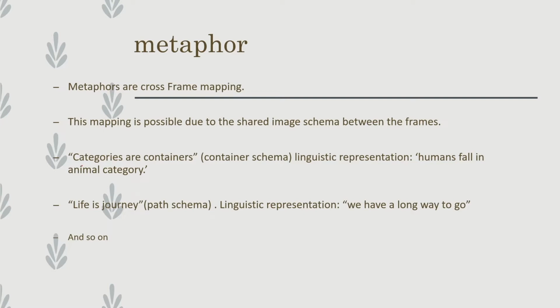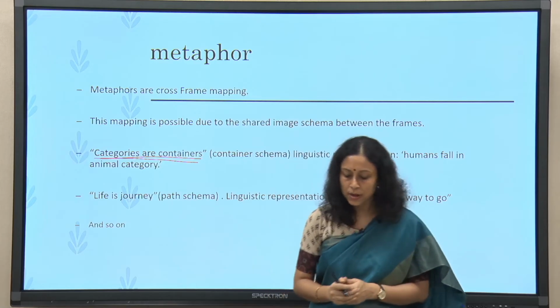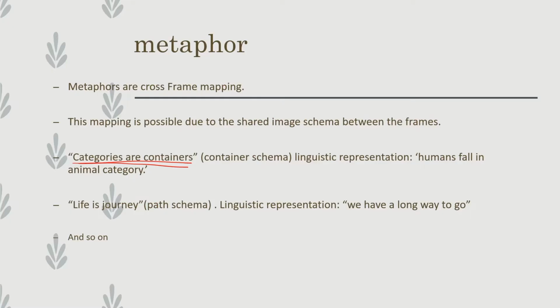So, this is how, for example, let us take an example like this. Categories are containers. Remember, when we talked about frame, talked about metaphor, metaphors are represented as x is y or a is b or whatever. So, basically frame A is equal to frame B, x is y. So, containers are categories, but this may not be the way we talk about it. Linguistic manifestation is always much more flowery and has much more possibilities of manipulation, but at the root of it, categories are containers is the metaphor that we are talking about.